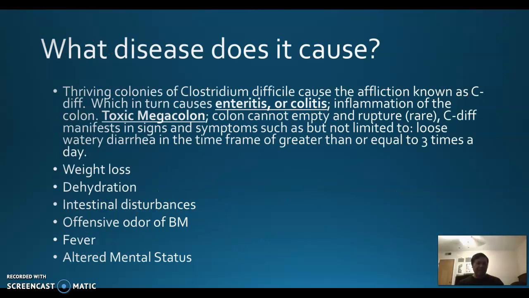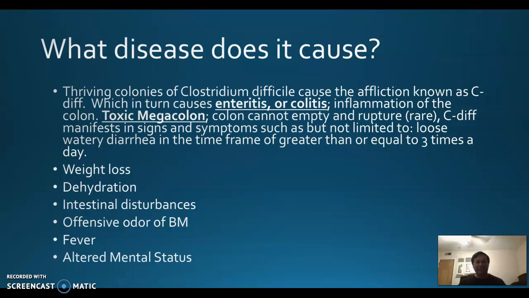So what diseases does it cause? Thriving colonies of Clostridium difficile cause an infection known as an infection of C. diff. This in turn causes enteritis or colitis, which is the inflammation of the colon. And in rare cases, you have toxic megacolon. This is where a colon can't really fully empty itself, and it just bloats up, and then it ends up rupturing. This is a very rare case, and this is one of those things that can happen if it's unchecked.